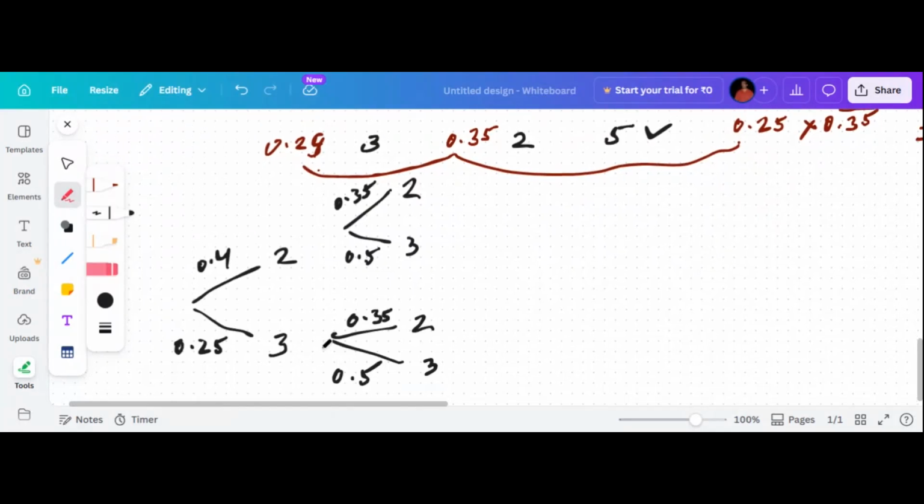Now, if both win two matches, the score will be 4, which is not acceptable. We want more than 4. So this we won't accept, because the total will be 4. But here the total is 5, so it is 0.4 into 0.5. Here again the total is 5, and it is 0.25 into 0.35.